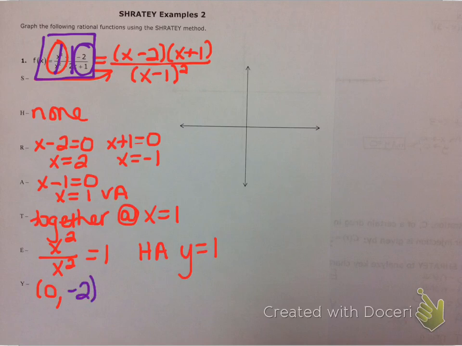Okay, so this time the SHRATEY steps will give us more of the graphical characteristics. Not a ton, but that's actually okay because we're not going to need a ton. Our graph is only going to have 2 branches. So that's why it's graphing similar to stuff we've already seen. And we've already seen that behavior on a couple of examples as well.